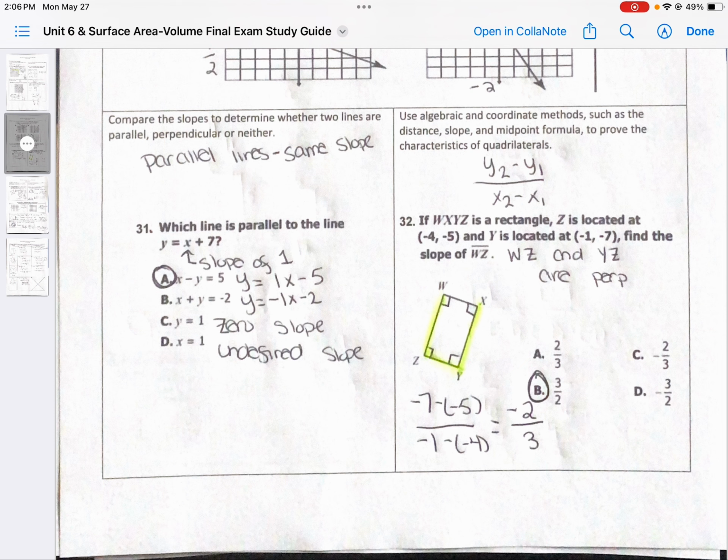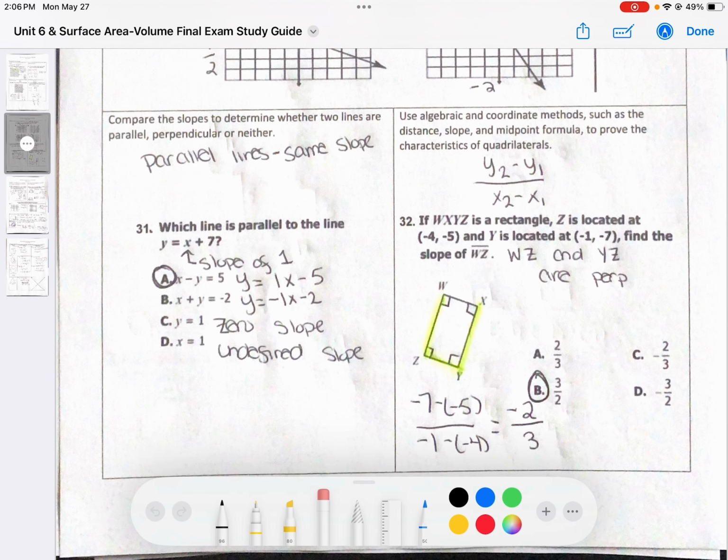I went through the process of elimination. C and D, well, C has a 0 slope. You must have mx plus b. Remember, y equals mx plus b, where m is your slope. Y doesn't have a slope. It's a 0 slope. X is an undefined slope, so it couldn't be C or D. Then you have to solve for y to get your slope. And the only one that gives me a slope of positive 1 is A.